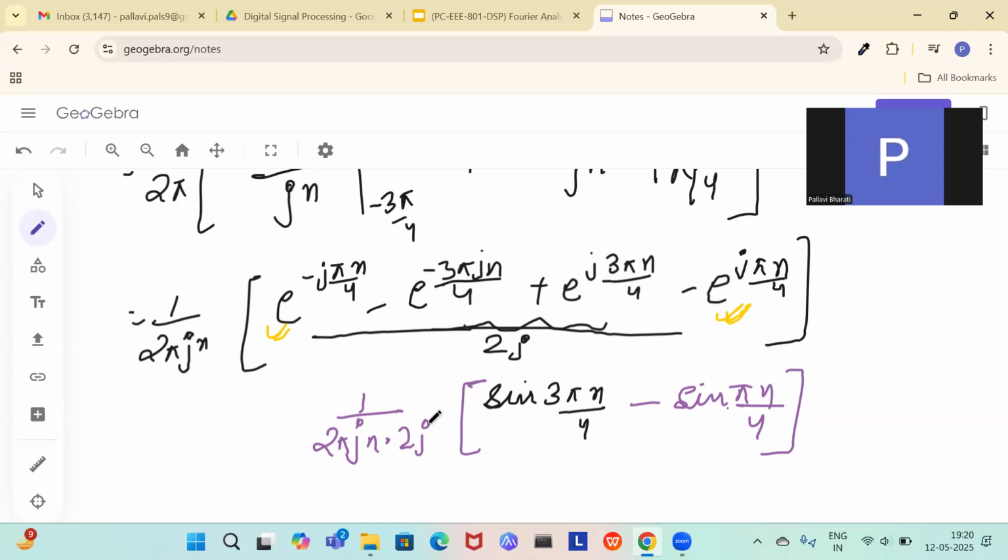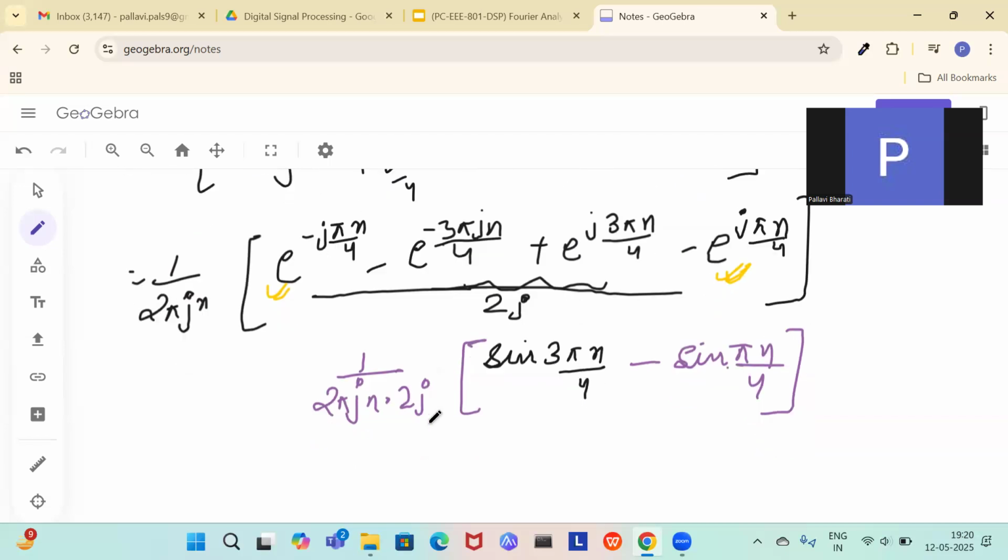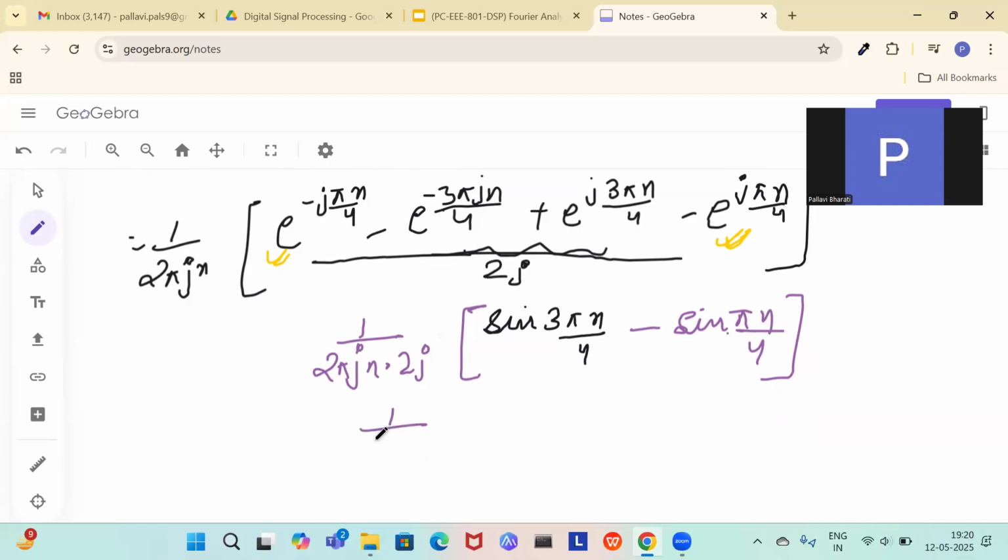Okay. Now how much does it become? 1 by j into j square minus 1, so minus 4 pi n. And this is sine 3 pi n by 4 minus sine pi n by 4. So you found out this is what? This is your xn.